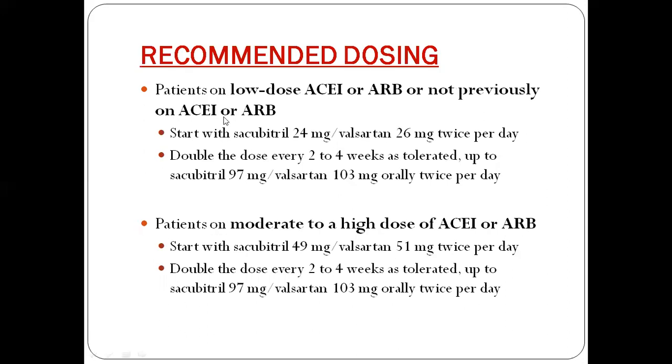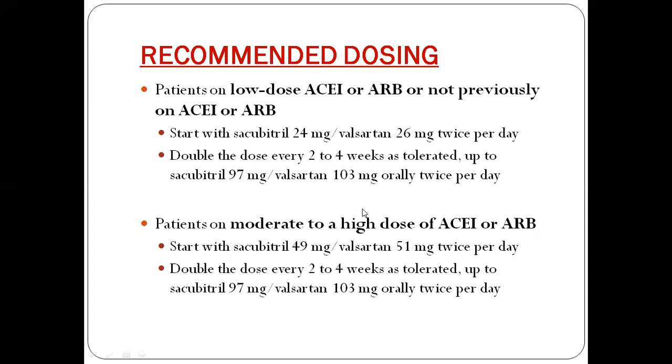Dosing: if a patient was initially on a low dose of ACE inhibitor or ARB, or has not previously received an ACE inhibitor or ARB, you should start with a small dose, that is sacubitril 24, valsartan 26, which is a 50 mg tablet total, twice per day. Every 2 weeks you should double the dose, and the maximum dose is 200 mg twice a day, that is sacubitril 97 and valsartan 103 twice a day.